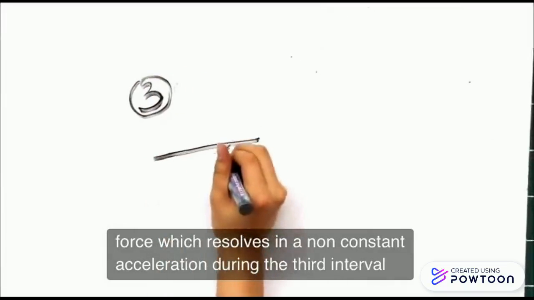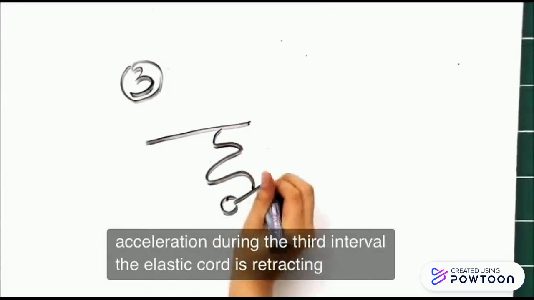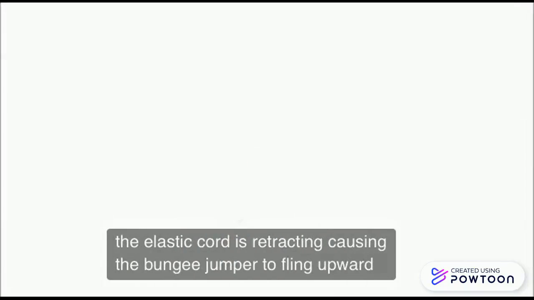During the third interval, the elastic cord is retracting, causing the bungee jumper to fling upward.